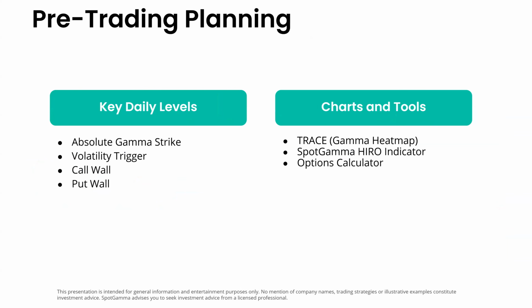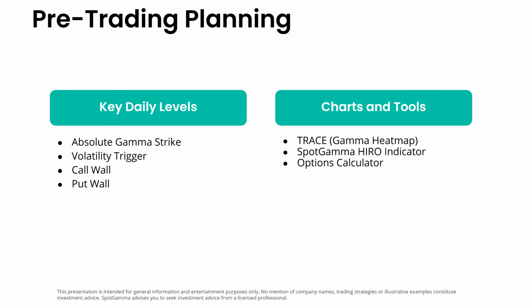For pre-trade planning, I look at the following data. I'll look at the SpotGamma key daily levels and how they change from day to day. Also look at Trace heat maps. I start with gamma around the open to see how market makers are positioned. I watch the HIRO indicator to identify directional pressure from options flows. Finally, I use the options calculator to analyze and refine option strategies.